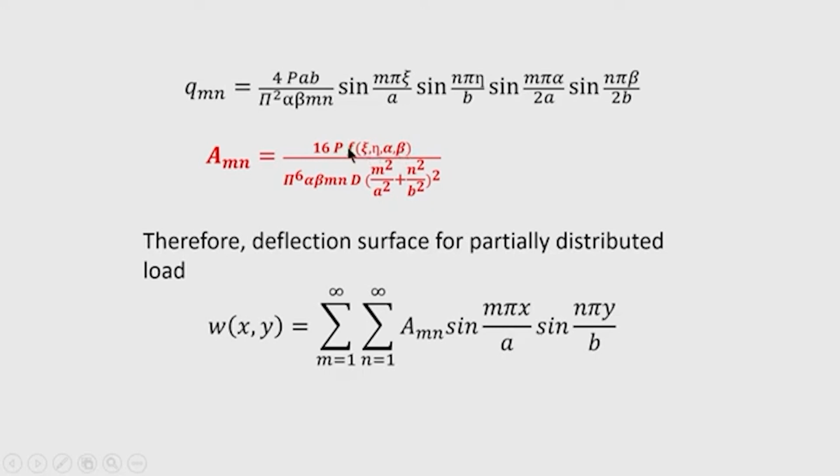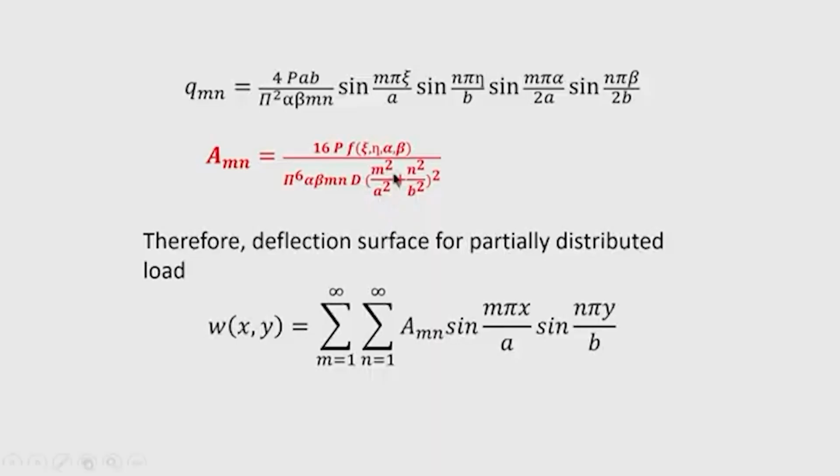Then p is the total load acting on the plate. If the intensity of the load is uniform, say q naught, then p will be q naught into alpha into beta. So, that is the total load p. Then the other parameters m and n are the harmonic numbers, or actually these are integers. Half wave number, you can say.